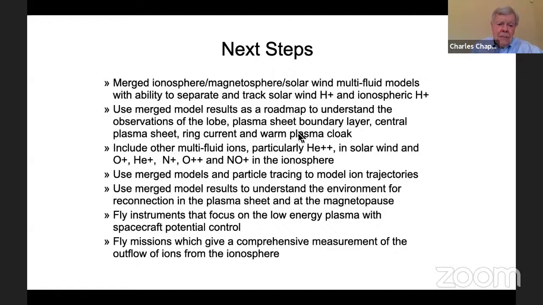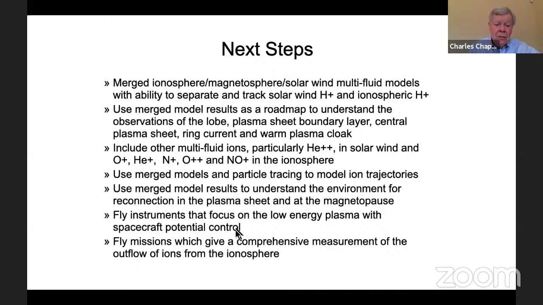And we use those models as a roadmap to help understand what we're looking at in the particles. We can include other multi-fluid ions, of course, solar wind, we can add He++, and then all the ions that you see coming out of the top of the ionosphere, particularly O+, He+, N+, O++, some NO+. And then the merged models using those and the particle tracing will help us understand what we're looking at with the particle measurements. It also will help us understand how the environment for reconnection is created in the plasma sheet and at the magnetopause.